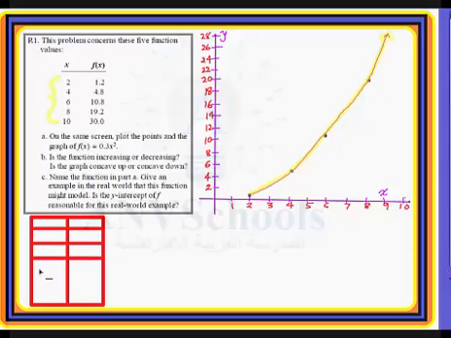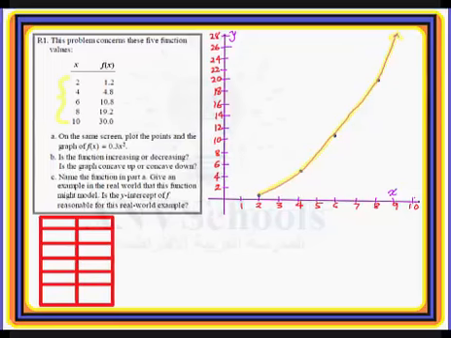2, 3, 4, 5, 6. So these are the x values, and these are the y values, f of x. So my x values are 2, 4, 6, 8, 10. And my f of x would be, so what are my f of x here? Noting that this is my function, okay?